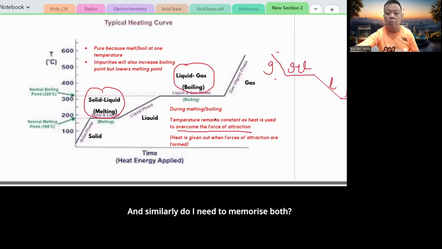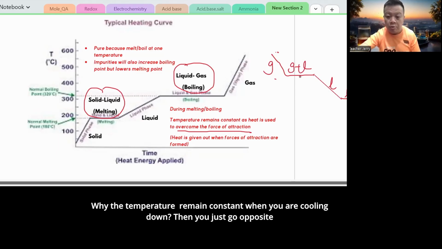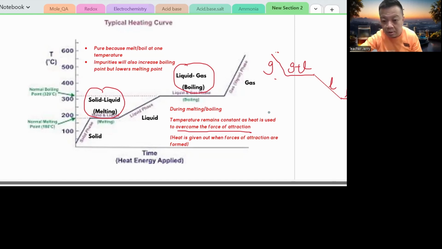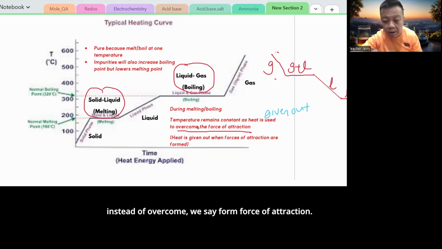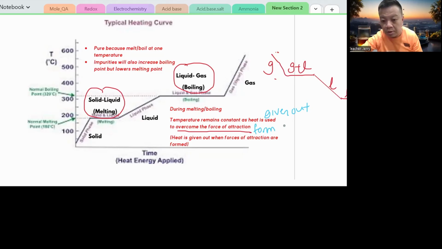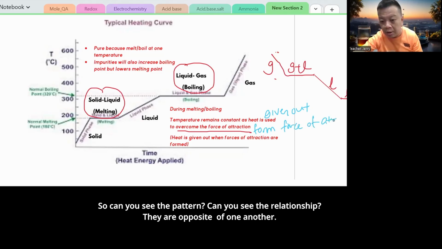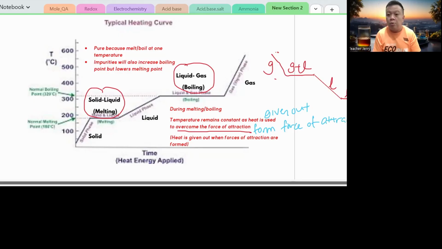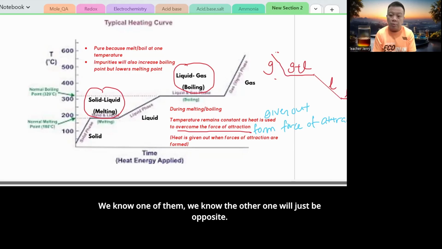And similarly, do I need to memorize both? Why does the temperature remain constant when you're cooling down? Then you will just go opposite. So instead of talking about heat being used, we say heat is given out. Instead of overcome, we say when you form, form the force of attraction. So can you see the pattern? Can you see the relationship? They are opposite of one another. So we don't always need to memorize both. We know one of them, then we know that the other will just be opposite.